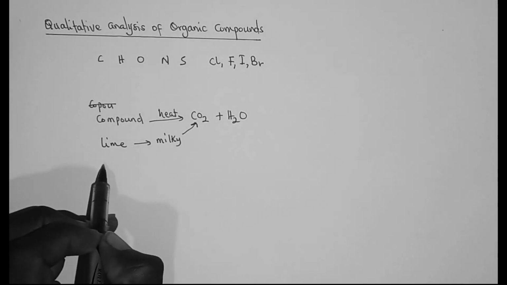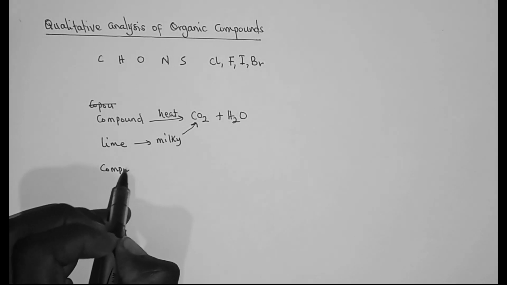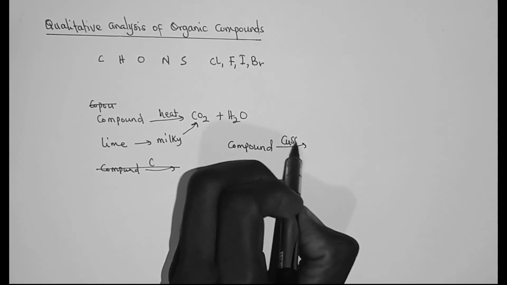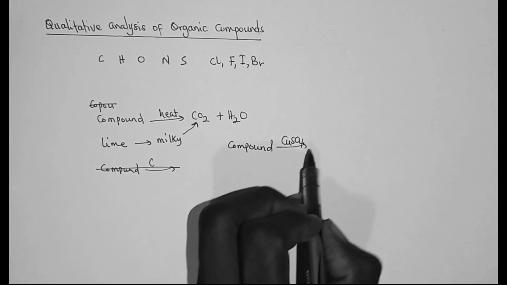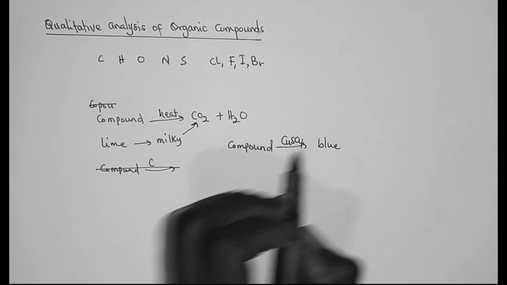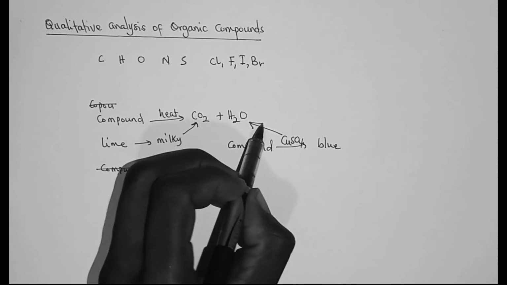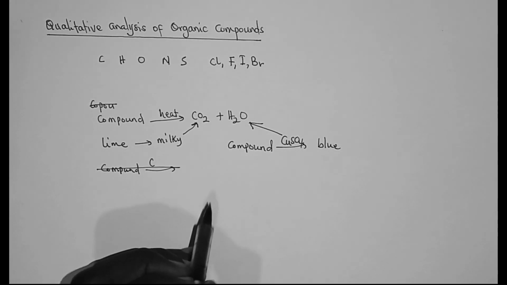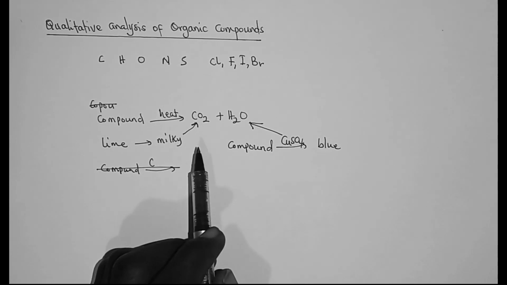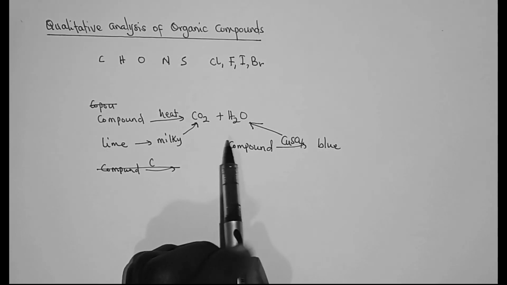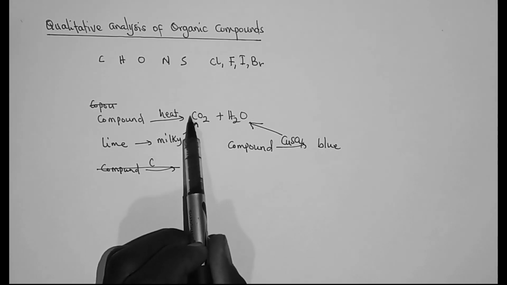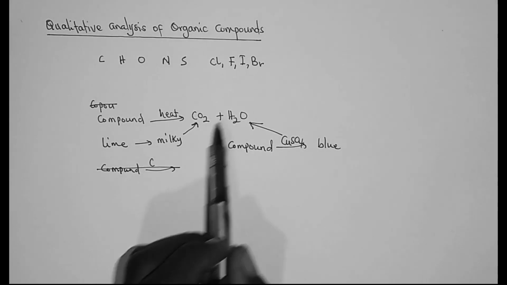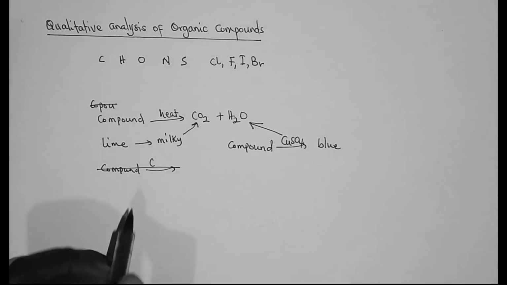Then you also pass the compound through white anhydrous copper sulfate. If there is water in the compound, then the white anhydrous copper sulfate will turn blue. If it turns blue, then it confirms the presence of water in the compound. For the presence of oxygen, there is no readily available test to determine it. So after determining the presence of carbon dioxide and then water, then you can convert them to their percentages to determine the presence of oxygen.